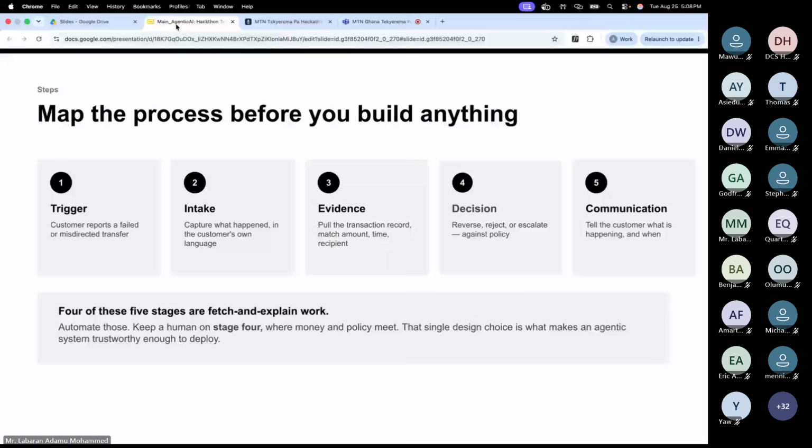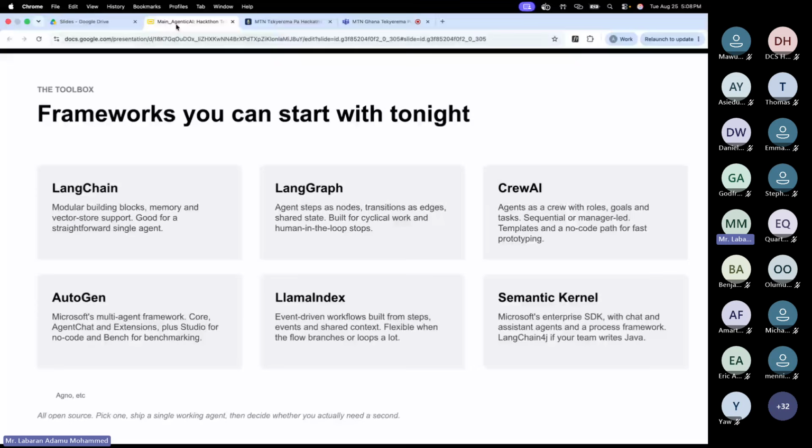Yeah, that was good. So we look at some frameworks you can use to build your agentic system with. Has anyone picked the framework yet? If you want to share what you are using to build your system, you can share with us.